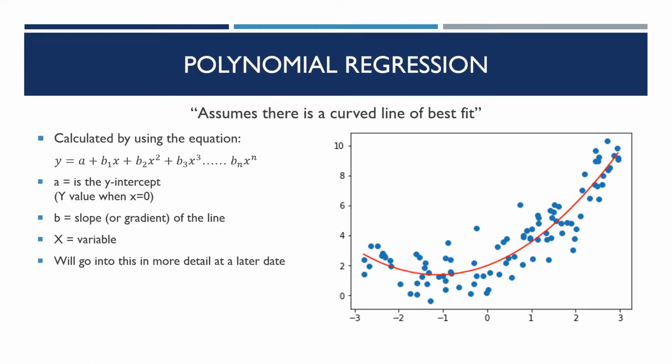Hopefully this looks a bit familiar to you. It is the slide I went through in the very first part when I gave a high-level introduction to regression in general. And remember that polynomial regression assumes that there's a curved line of best fit. It's mainly associated with the equation y equals a plus b1x plus b2x squared plus b3x cubed and so on, where a is the y-intercept and b is the slope. And remember, with this curved line, the slope is continually changing, which makes it a bit harder.